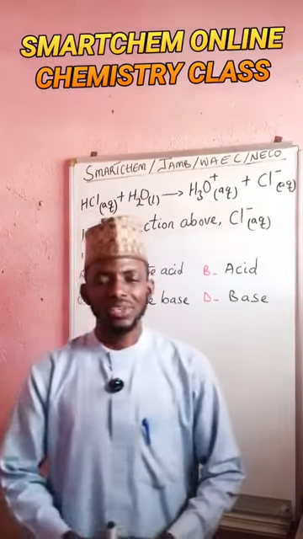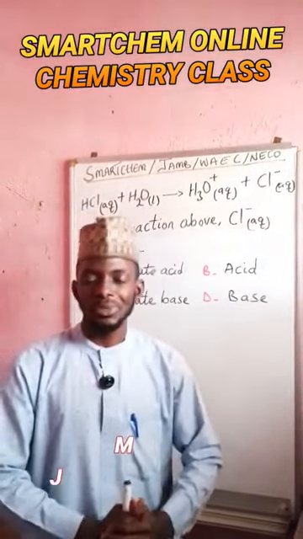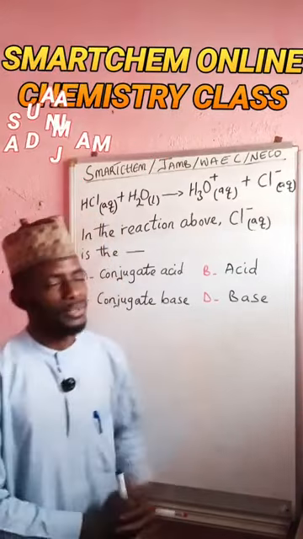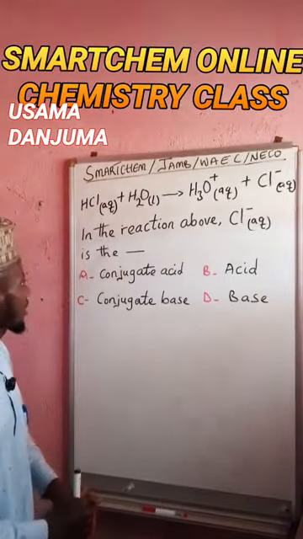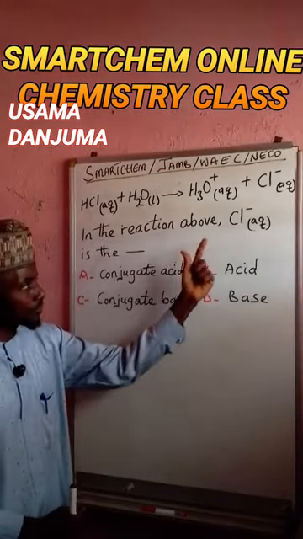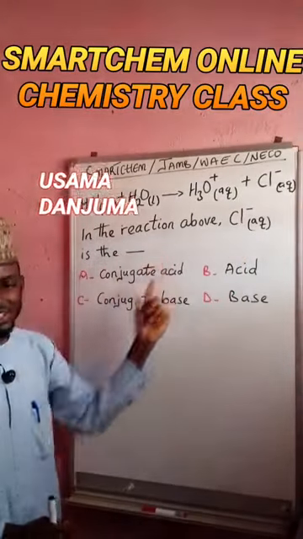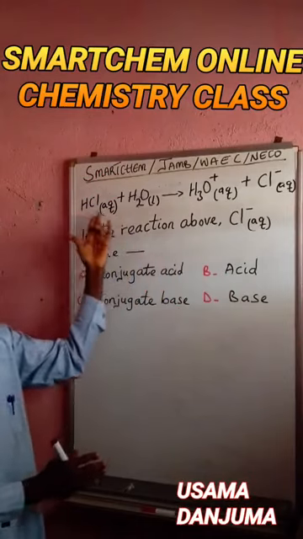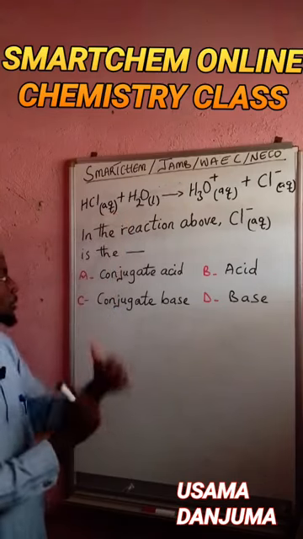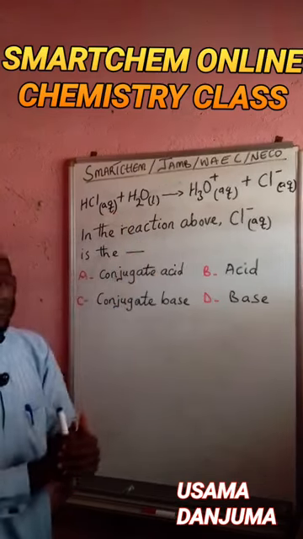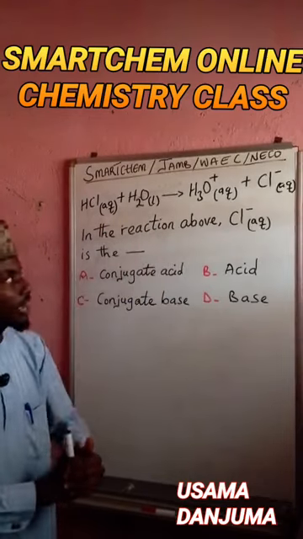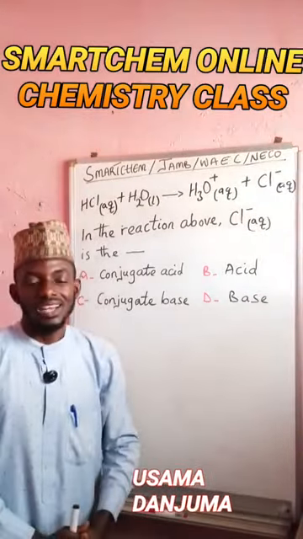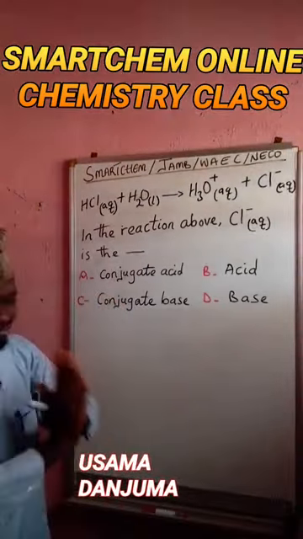So the question we have now is a JAMB question of the previous years. And the question is very, very simple and important. The question is saying that in the reaction above, chlorine ion is the dash. The reaction is hydrogen chloride in aqueous solution plus water to give hydronium ion in aqueous solution plus chlorine ion in aqueous solution. Are we together? So look at the question.